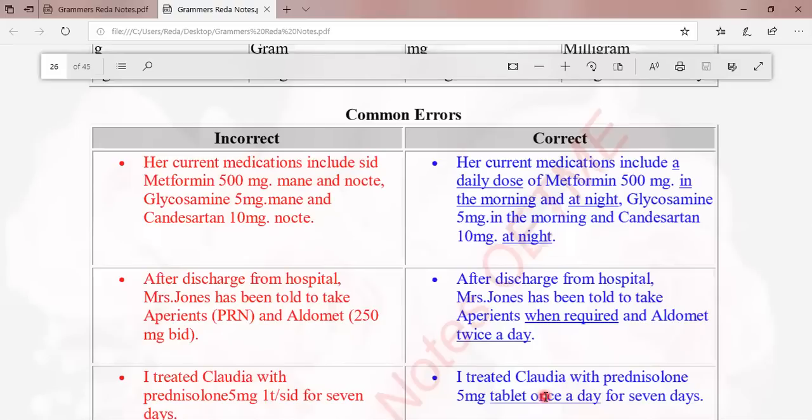Mrs. Jones has been told to take medication when required, like PRN, and Aldomet twice a day. This will be more formal and more appropriate and paraphrased.